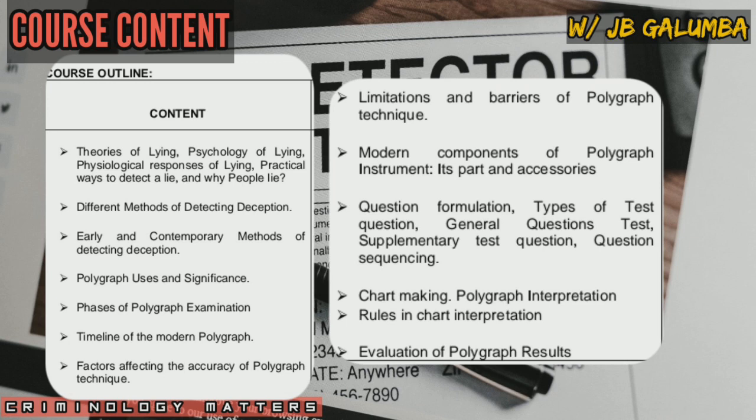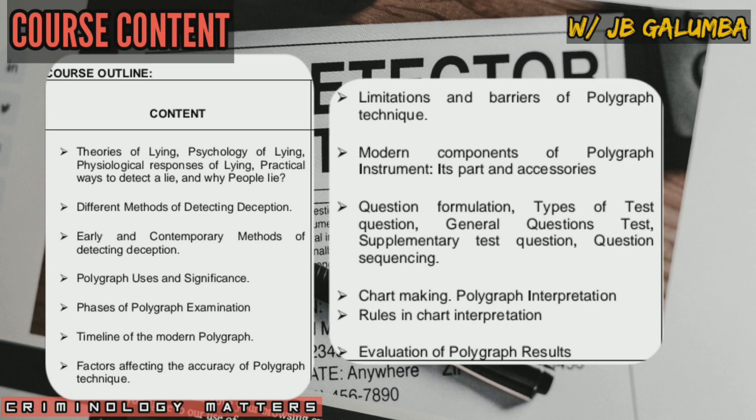And again, with regards to the percentage of accuracy of the test result, we have a fighting chance when we use polygraph examination results because we already have cases where the result of a polygraph examination was used as a basis or as evidence, and of course to establish a certain fact. So, with that mentioned, we're going to be talking about polygraph uses and significance.